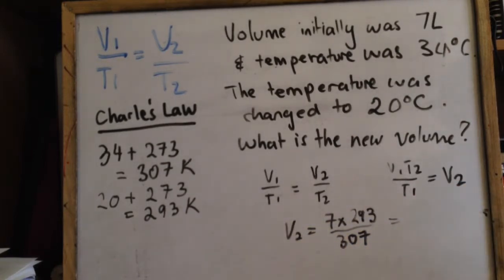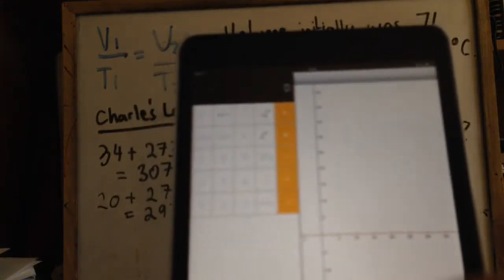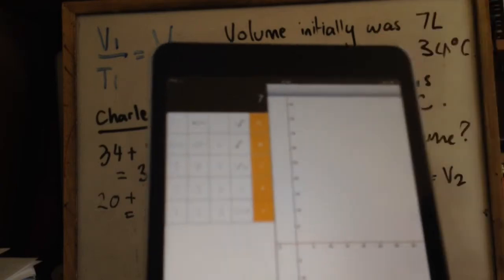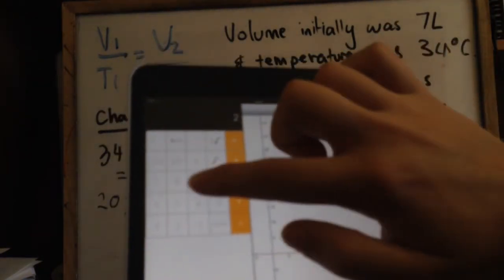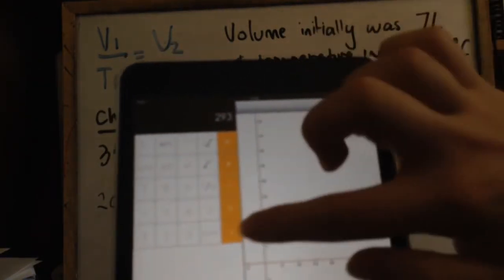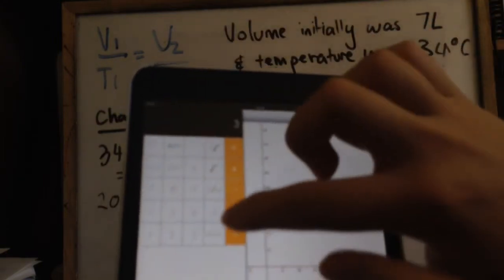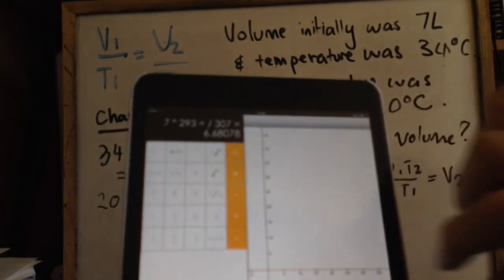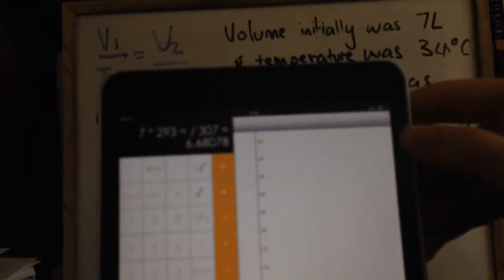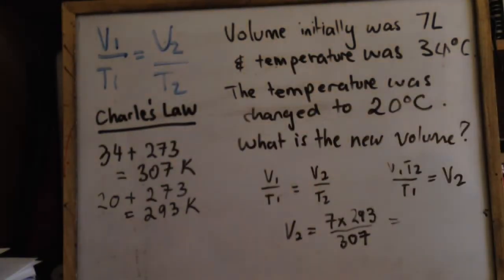We'll do it on the G1 graphics calculator on my iPad. We're going to do 7 times 293 equals, and then we just divide it by 307. And we get a value of 6.68 when we round it to 3 significant figures.